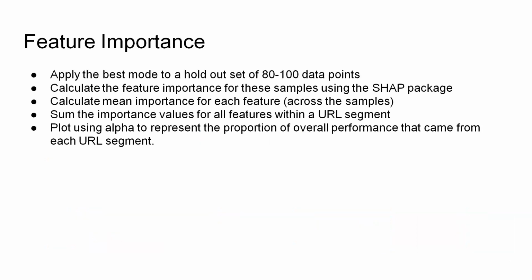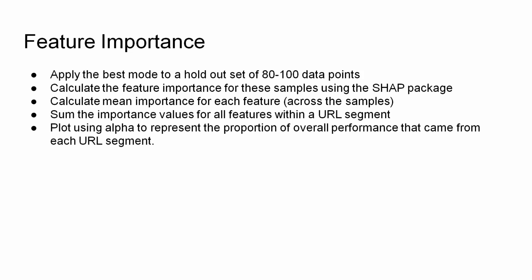So for the feature importance, what we do is we have a holdout data set in each case. We've kept that to 80 to 100 data points, depending on the data set. After we've scored the holdout data set with the models, we use the SHAP package. The SHAP package will go through each of your predictions on the holdout data set and tell you which features were most important to making those predictions.